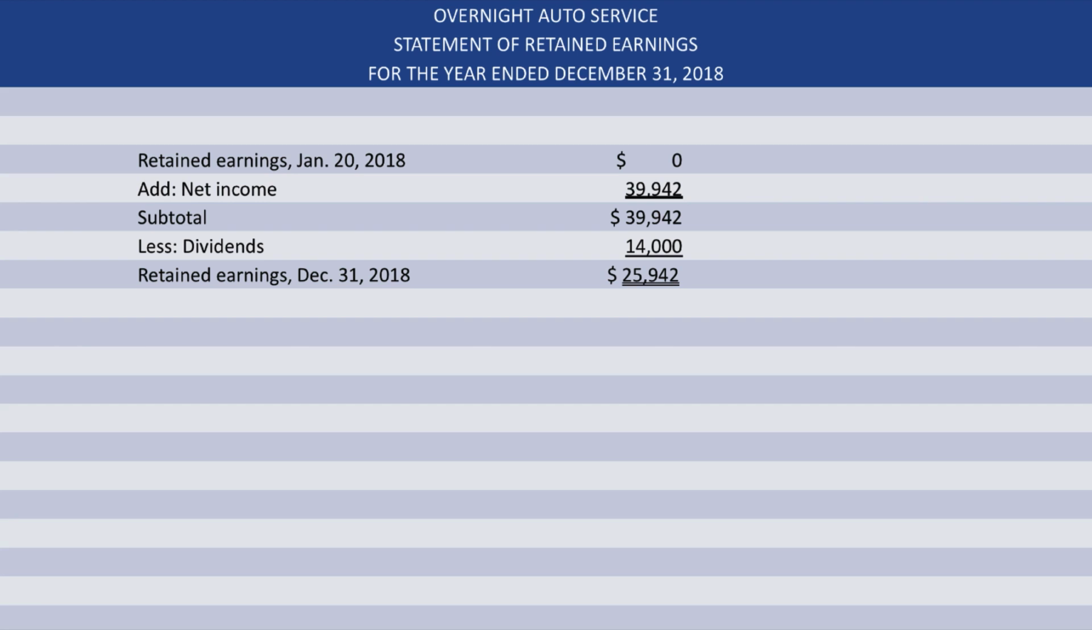The ending retained earnings, $25,942 in our example, appears at the bottom of the statement and in the company's year-end balance sheet. The statement of retained earnings for Overnight is unusual in that the beginning balance of retained earnings at the date of the company's formation, January 20, 2018, was $0. This occurred only because 2018 was the first year of Overnight's business operations. The ending retained earnings, $25,942, becomes the beginning retained earnings for the following year.